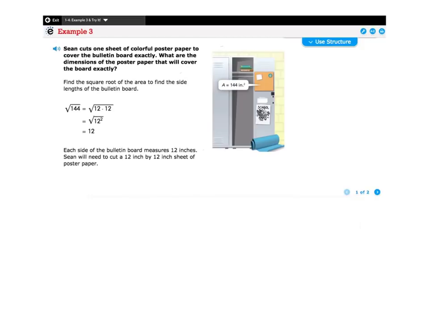So we need to make sure we're using the right root, right? Whether that's the square root or the cube root. But once we find that out, it's really just as simple as, hey, yep, here we go. Take the square root of 144. And there's your side length, right, for each side of this bulletin board. And the locker's got to be a 12-inch by 12-inch piece of paper.